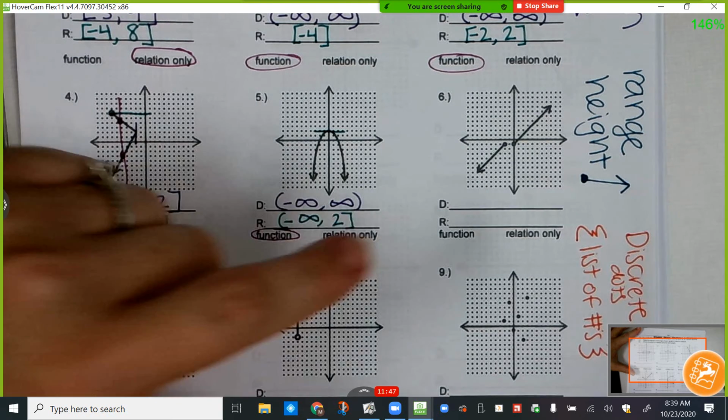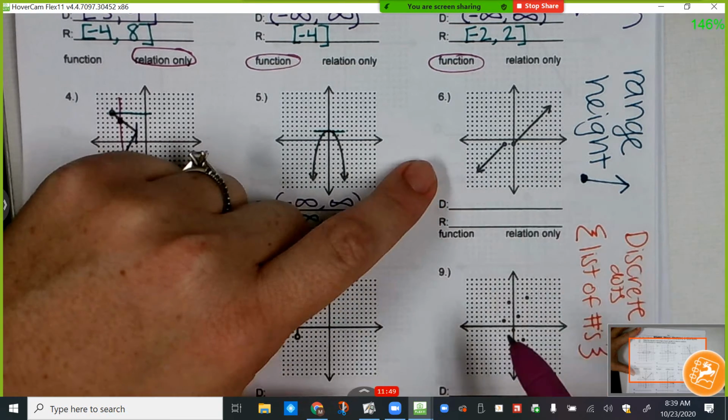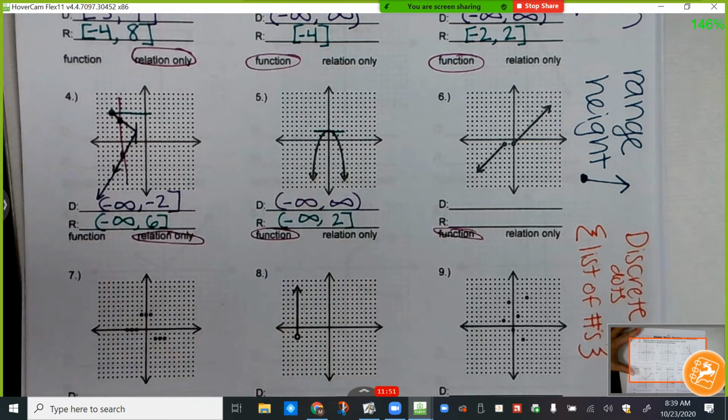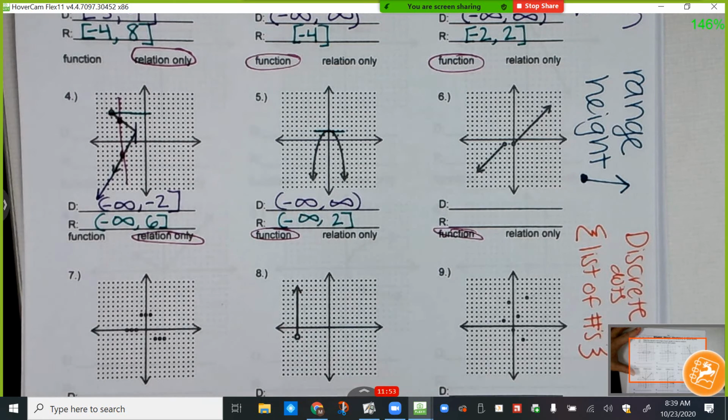So first off, is this a function or no? Yes. Okay, it is a function. So when we're thinking domain, we're thinking side to side. If you look at this line, though, there's 2 pieces, right? Sometimes when there's multiple pieces, you might have multiple parts to your domain. Sometimes you don't. And we'll talk about why in just a second.